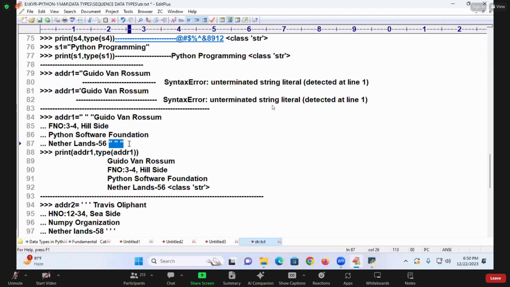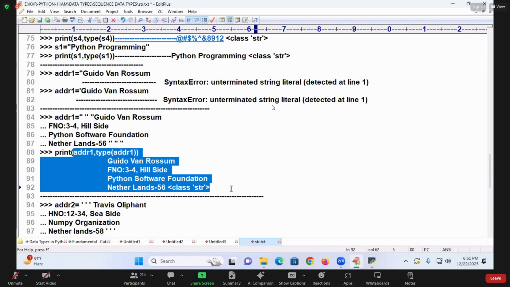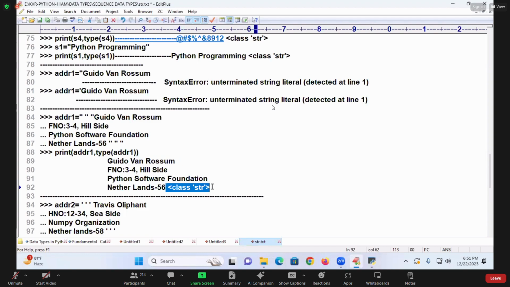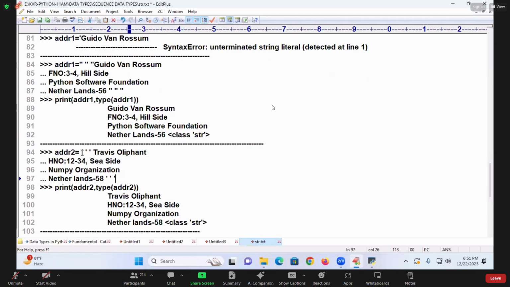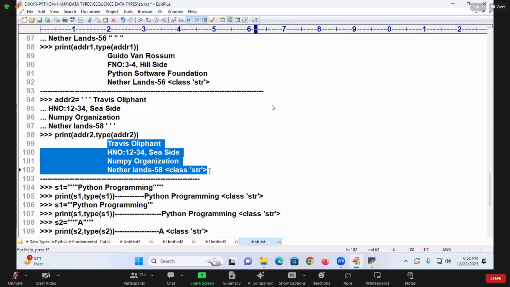I got it like this, started with this and also ending with this. And type of ADDR1 is a class called str. Are you following me? So done something like this. Next, another example, started with triple single quotes and ending with triple single quotes. Also written something here and printed the data.